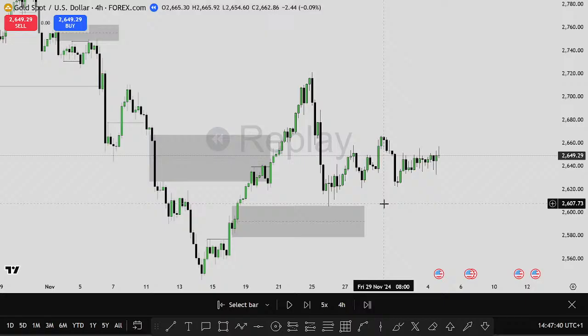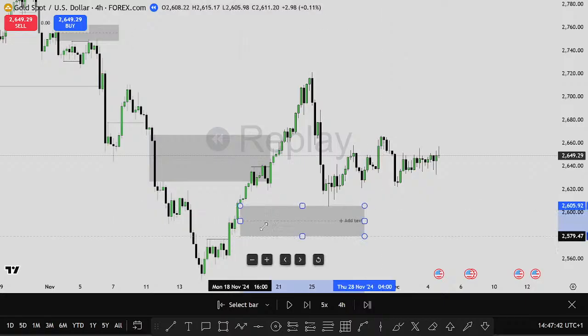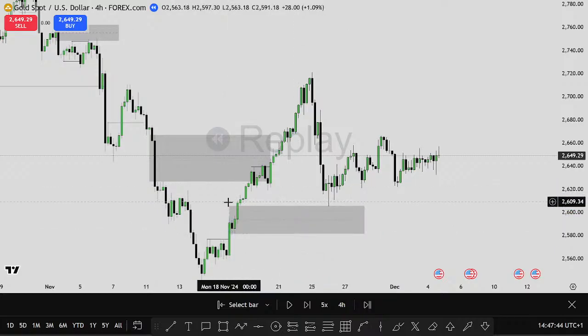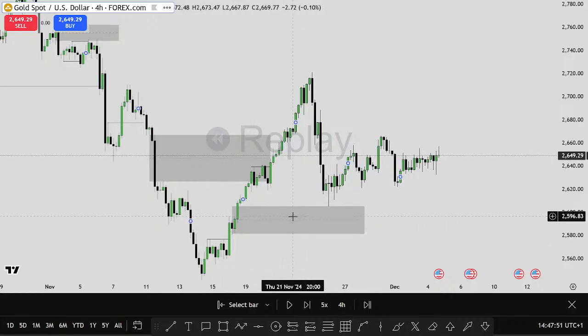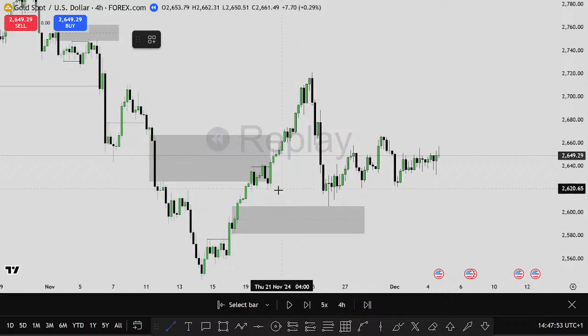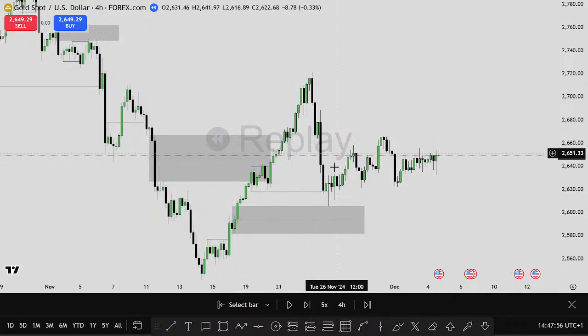This point is a very important part. You might be thinking, why did I mark this? Well, I won't be able to teach everything today, but this is an unmitigated place that I've marked before, expecting price to dump there. Why? Because there's a liquidity sweep here, stuff like that.